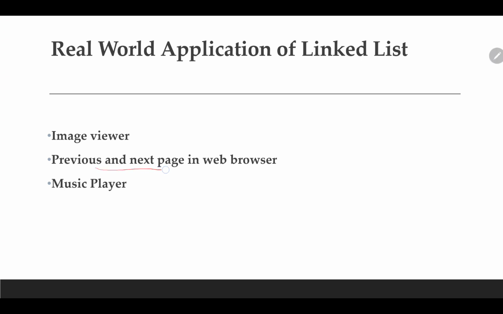And next one, previous and next page in the web browser. We can access the previous and next URL searched in the web browsers by pressing the back and next buttons, since they are linked as a linked list. The next one is a music player. Songs in a music player are linked to the previous and the next song, so you can play the songs either from the starting or the ending of the list. These are some real world applications of the linked list.